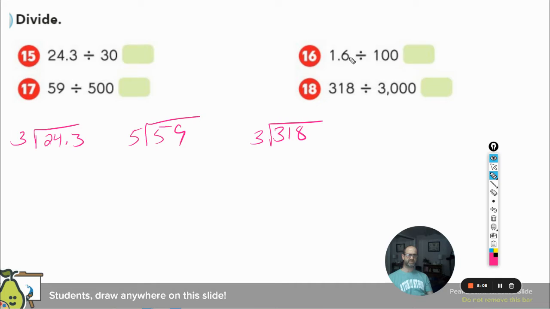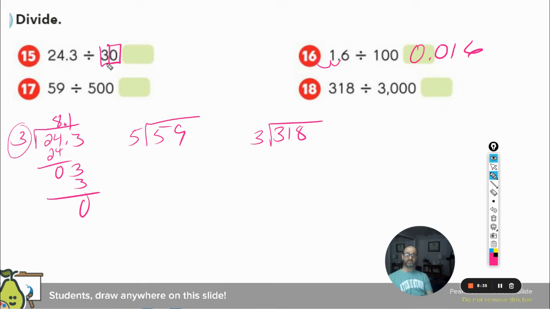Okay, the reason I didn't do this one is because when I divide by 100, I'm just moving the decimal 2 places. Okay, so over here, 24 and 3/10 divided by 30. Right now I'm going to divide just by the 3. 8 times 3 is 24. Down 3. 1 times 3 is 3. Boom, and I get 8 1/10. So I divided by the 3, but the 0 means I need to divide by 10 or move the decimal 1 spot. And I get 0 and 81 hundredths.